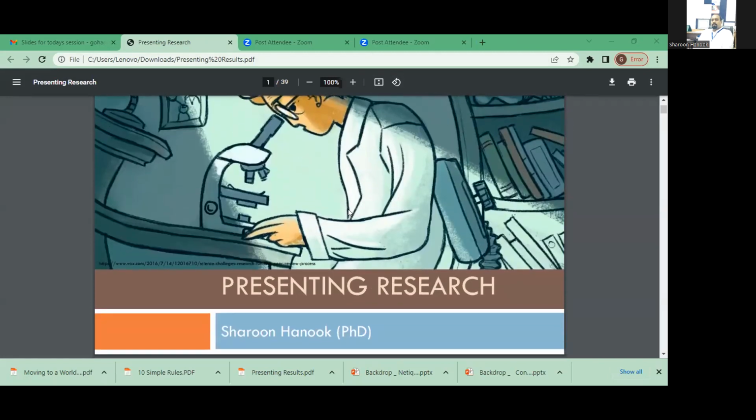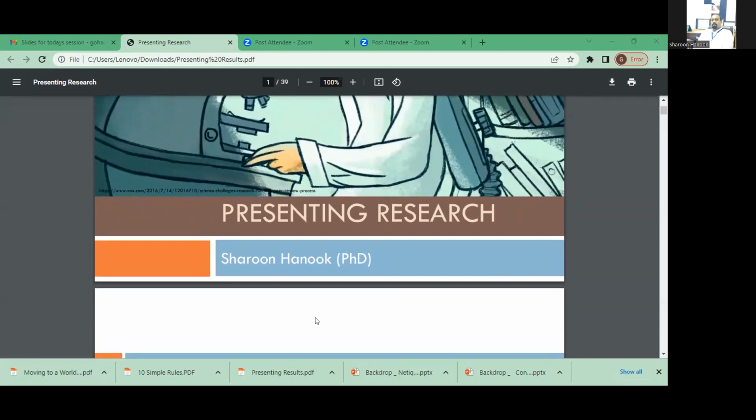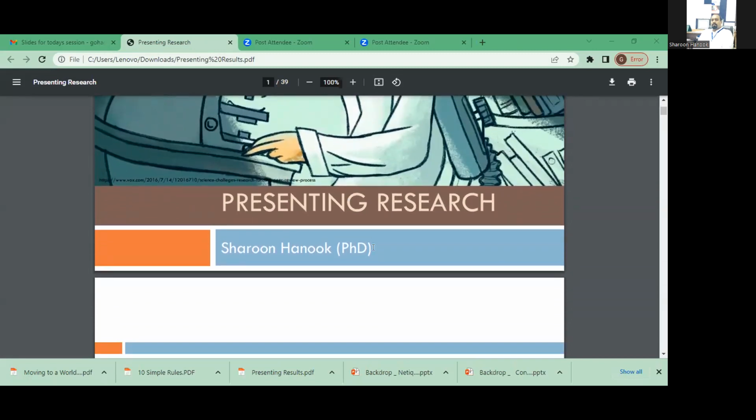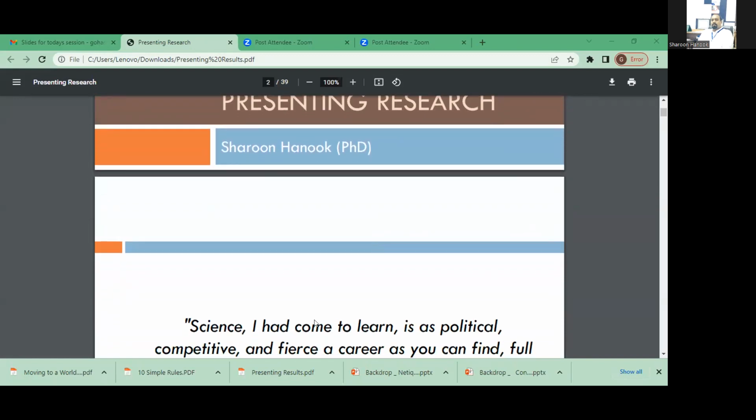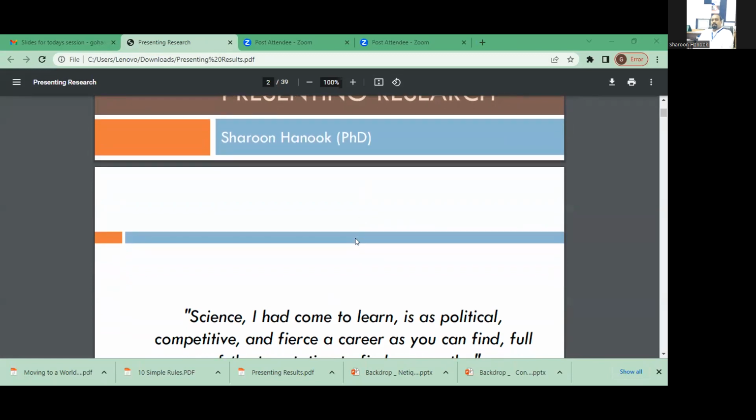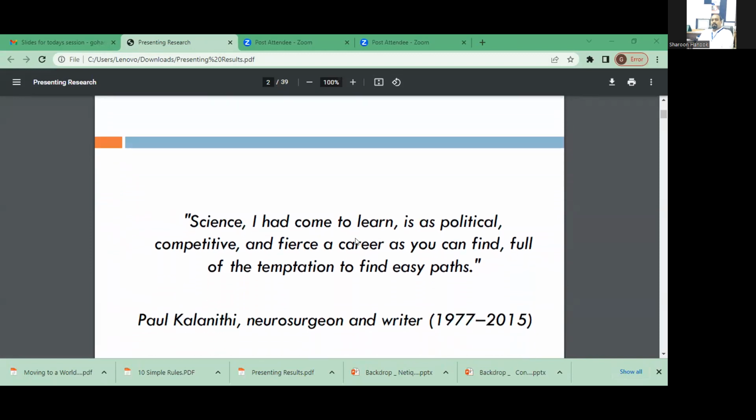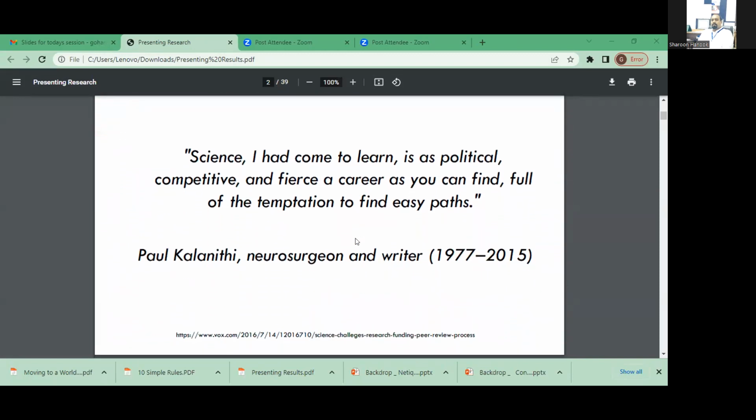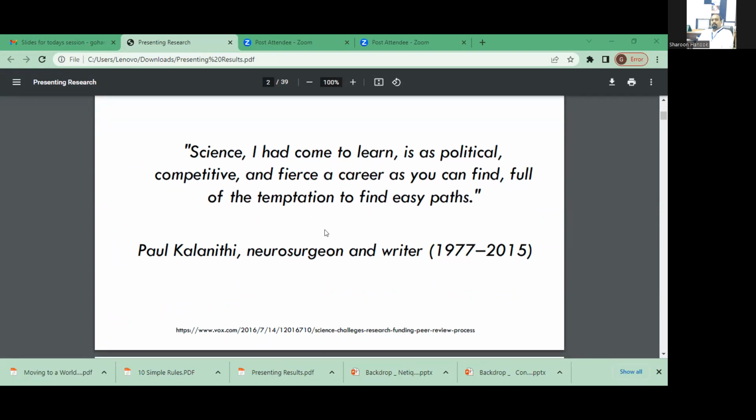Today, I want to talk about the presentation of research results, and mainly my goal is to talk about how to present your statistical results in your research articles. If we talk about science, then what I have learned is that it is very political, it's competitive, and it fears a career. A lot of you must already be in academia and must have been experiencing a lot of challenges there as well.